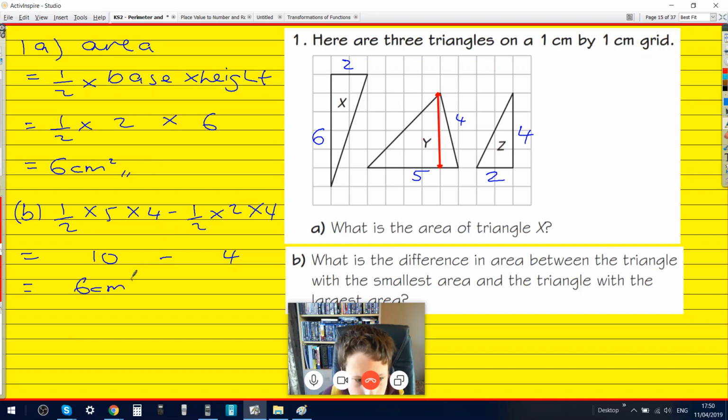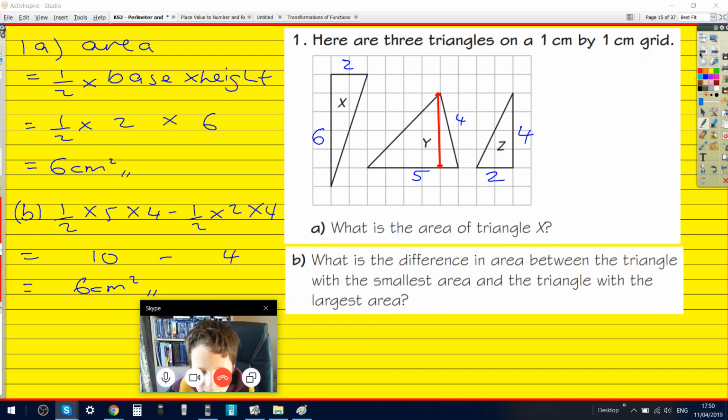Brilliant. So it's basically, you have to find the largest area, which is 10, find the smallest area, which is 4, and find the difference between them, and it's 6. Any questions there? Nope, I don't have any.